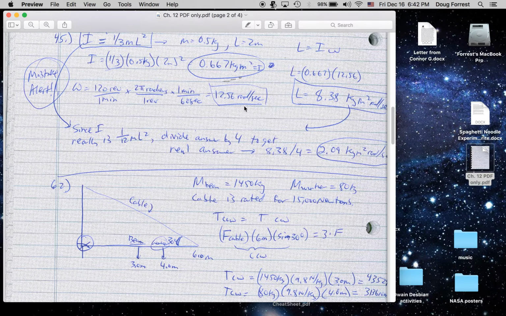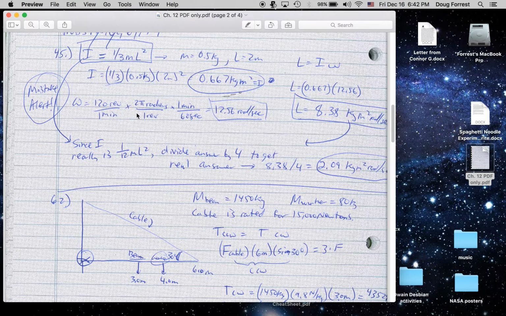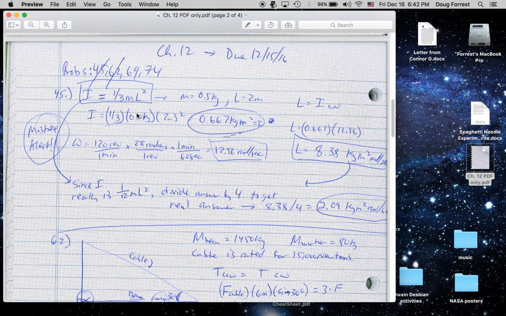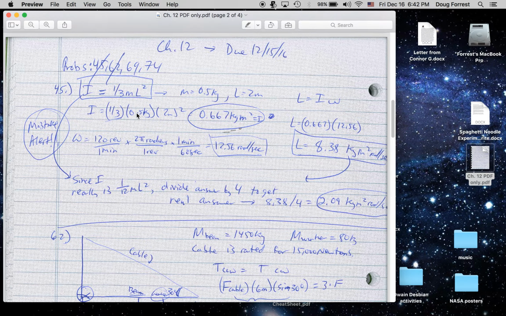For number five, I screwed this up initially. For some reason or another, I thought it was a rod rotating about its center. It's not. It was a rod rotating about its end. Instead, it was a rod rotating about its center. I'm just going to check that now to make sense. Flipping the page. Yeah. So the moment of inertia is much less, 1/12 ml squared, and L is the total length.